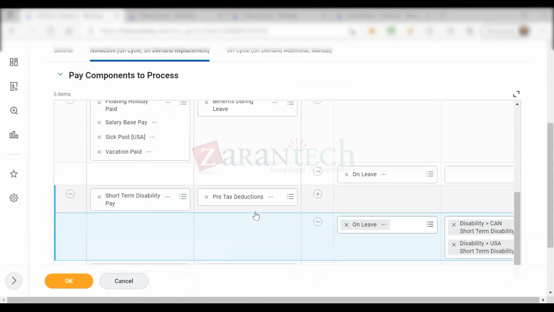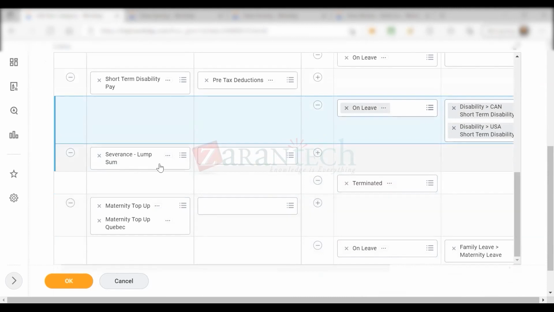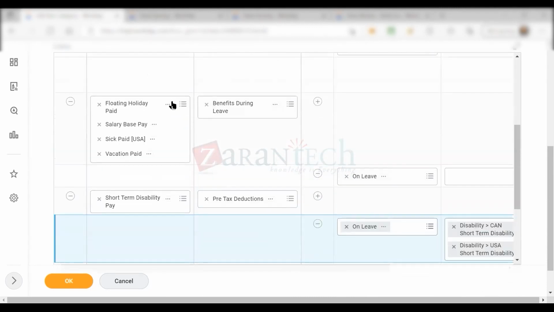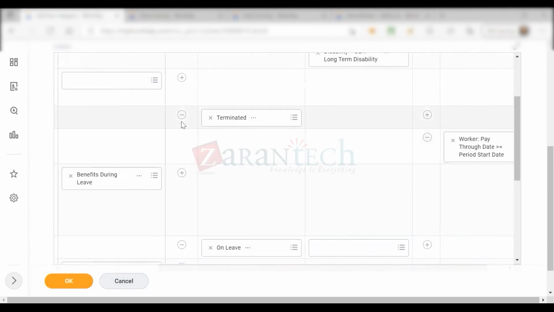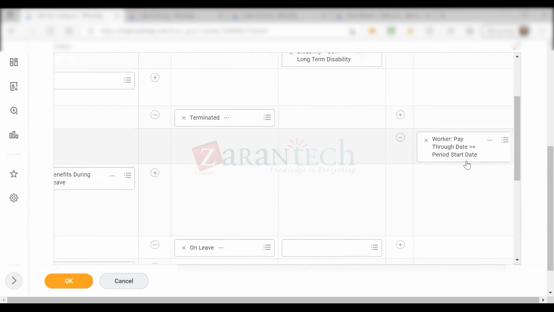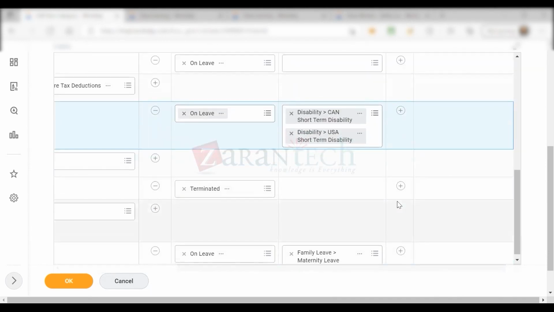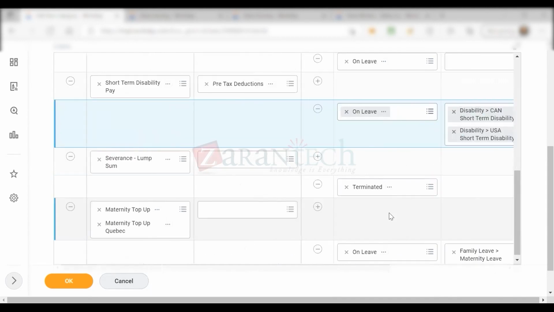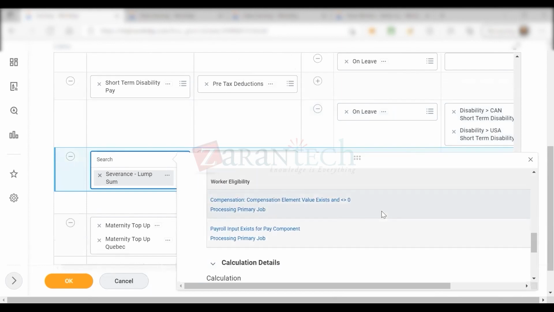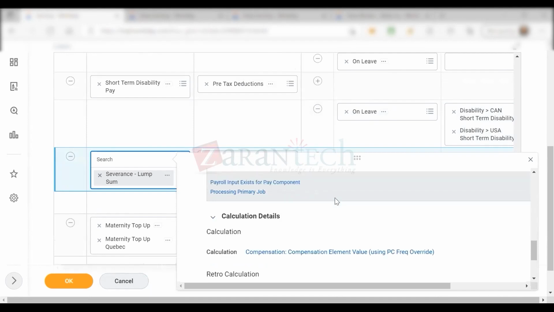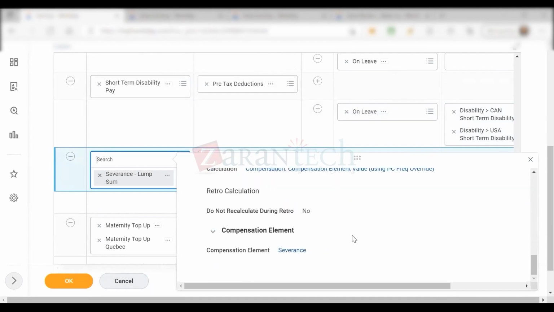Similarly, for terminated, if we are paying severance, like severance lump sum or severance ongoing, we need to have included them, and we need to tell the system to pay ongoing if pay through date is greater than pay period start date. In case of lump sum, there is no restriction because this pay severance lump sum is coming from compensation. So if compensation is processing, it means that they evaluated all the conditions. They know that the employee is eligible to get this much dollar amount as lump sum. If they are processing payment, payroll will suck it up. Payroll will process that. That's all.